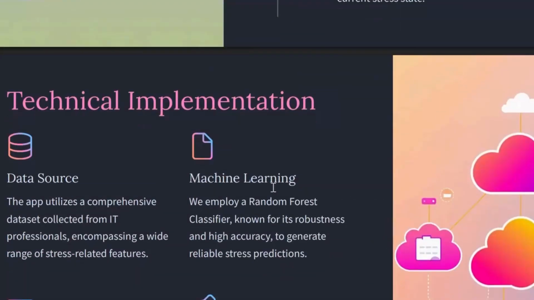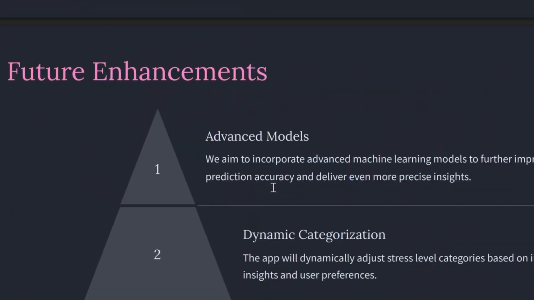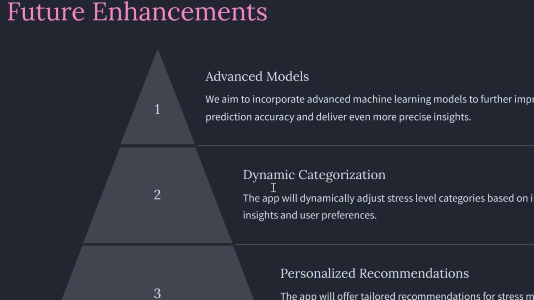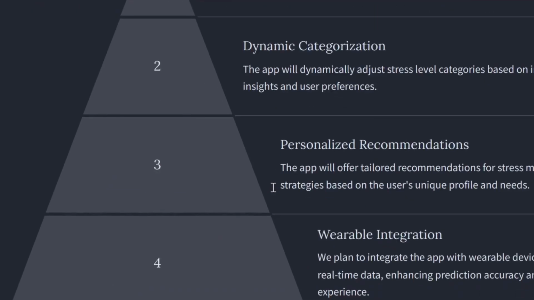Now, let's talk about how we can expand on this project. Right. So when we talk about future enhancements, we can incorporate advanced models to improve prediction accuracy and deliver even more precise insights. We can have dynamic categorizations to dynamically adjust stress level categories based on data. We can also have personalized recommendations tailored to the user for stress management techniques and strategies. And then we can have wearable integration in the form of smartwatches and other accessibility devices.